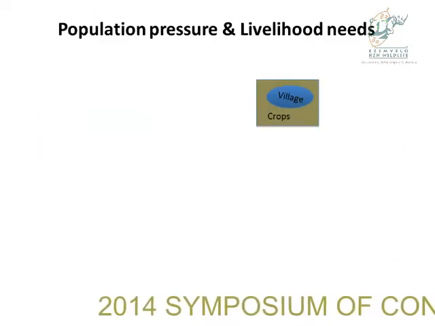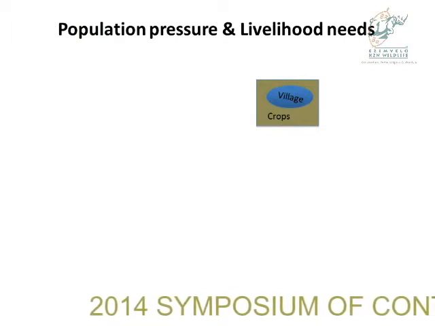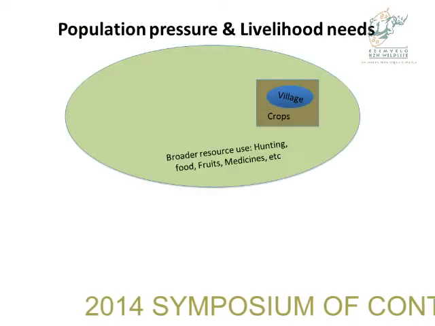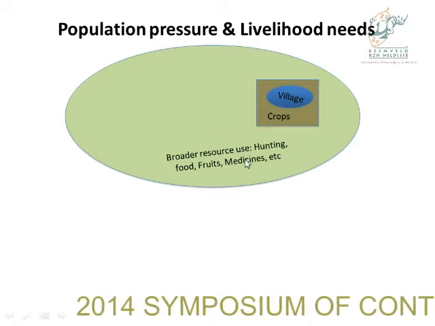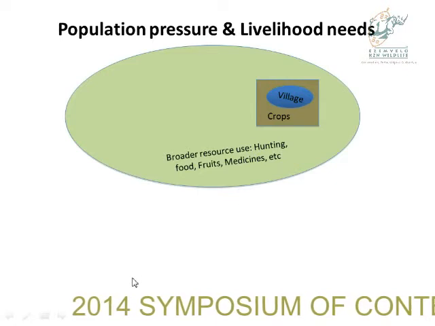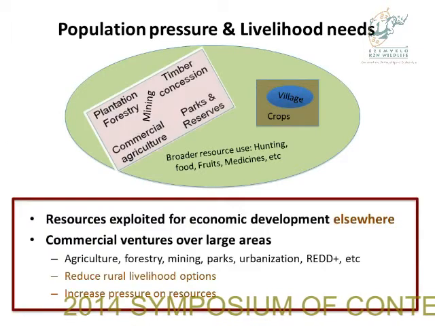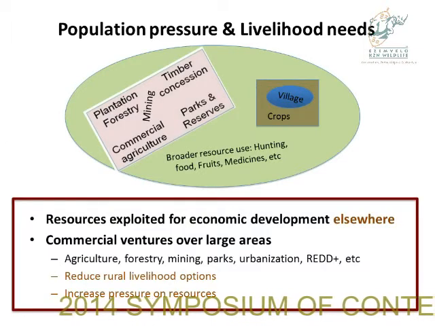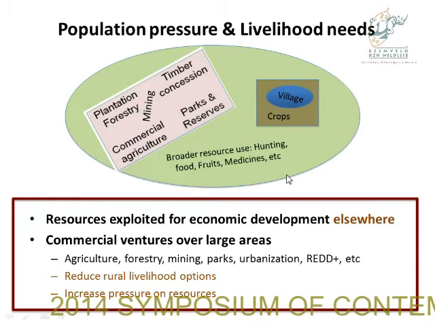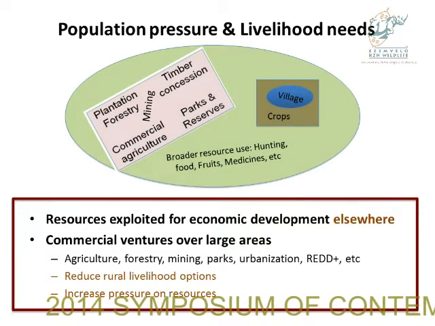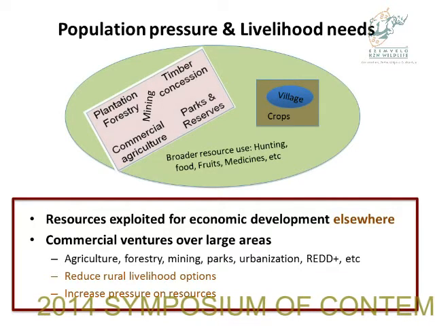The perception also that we have is that the village and the crop fields are the only part of the resource use area of people in that village. But we forget that that's the resource use area. And in this list, you need to add the construction material and the firewood also, because a lot of that comes from this area. What governments then do is they hand out these areas to all sorts of big companies for all sorts of different uses, for economic development elsewhere, not in the area. And that marginalizes people, and there's bigger pressure on the resources.